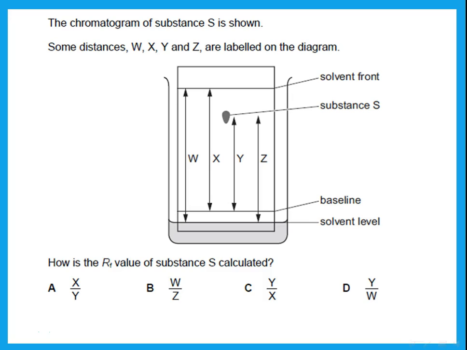Now, which one is the distance? All of this is relative to the baseline, right? So I want the distance from the baseline to the spot, which is Y, divided by the distance from the baseline to the solvent front. So my answer should be Y over X, which is C.